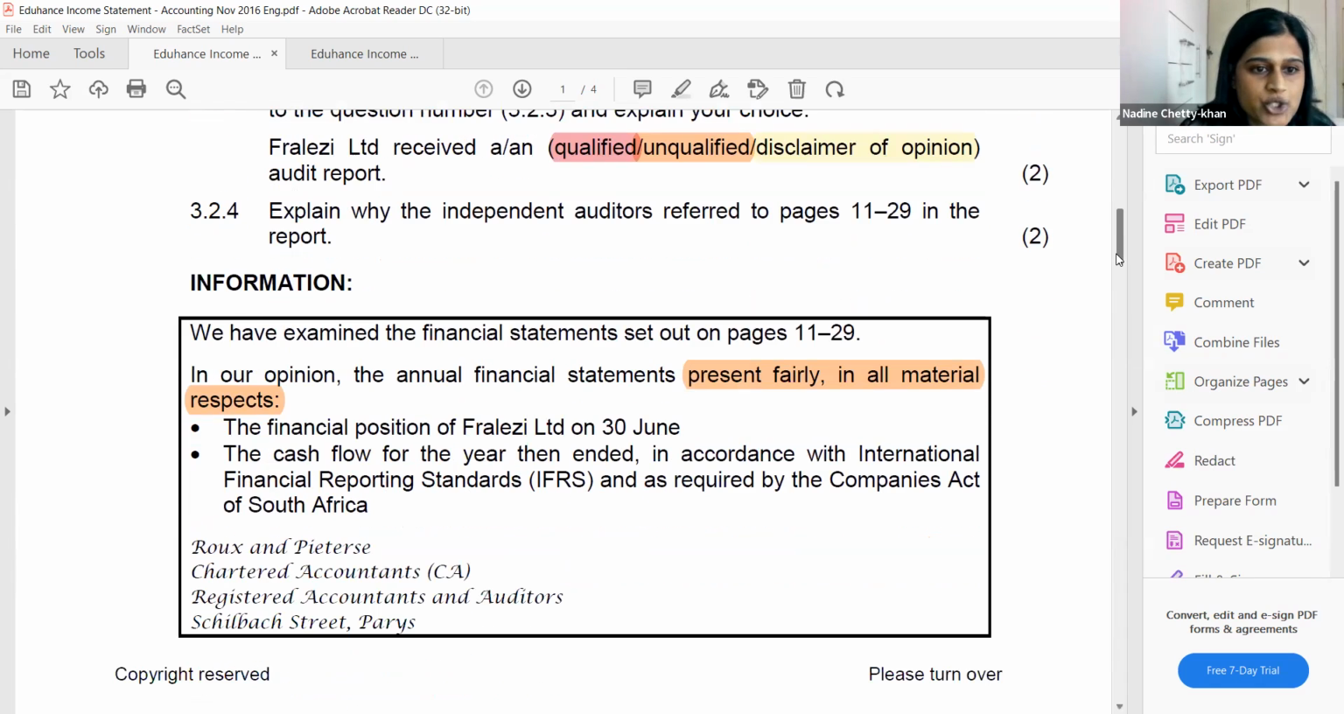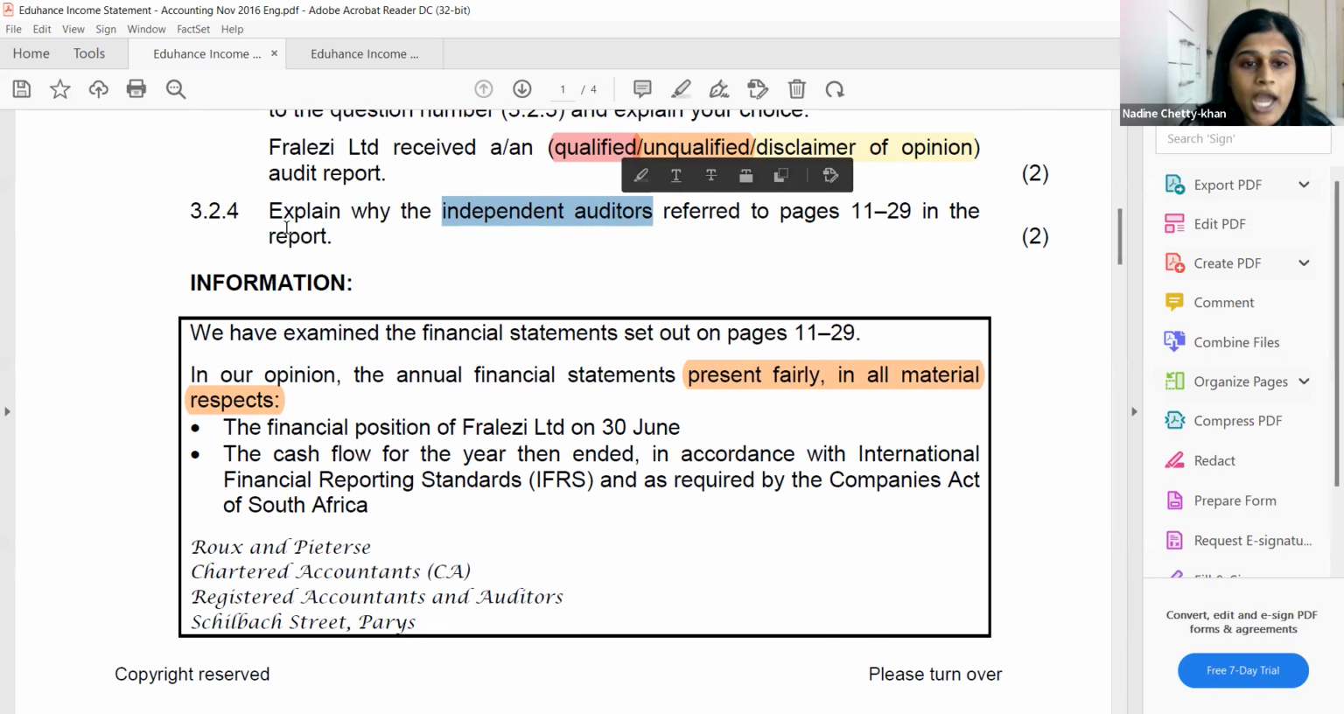Let's move on to 3.2.4. Explain why the auditors are independent. Now, why do we call these auditors independent? Because they are not employed by us. Another word for external auditors is independent auditors. Because they are not employed by the company, they are basically outsourced. You go to the company and you ask them to provide you the service, the auditors, which is the independent or external auditors. But they do not work for the company. They do not get a salary from the company.